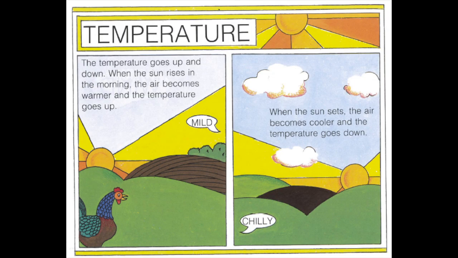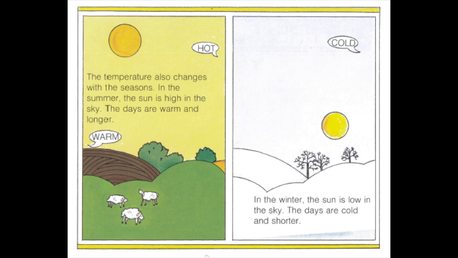Temperature. The temperature goes up and down. When the sun rises in the morning, the air becomes warmer and the temperature goes up. When the sun sets, the air becomes cooler and the temperature goes down. The temperature also changes with the seasons. In the summer, the sun is high in the sky. The days are warm and longer. In the winter, the sun is low in the sky. The days are cold and shorter.